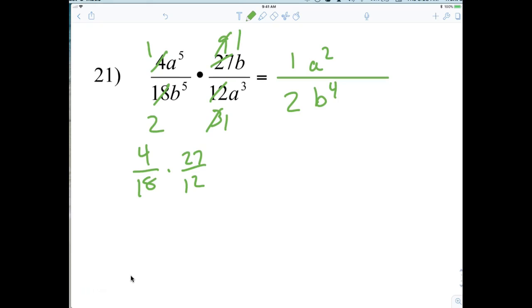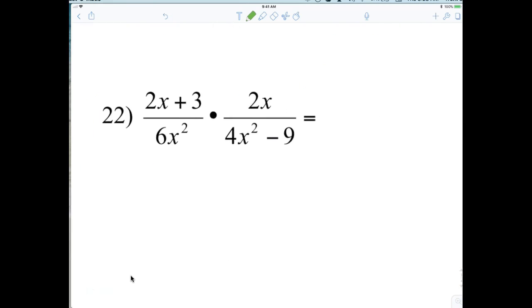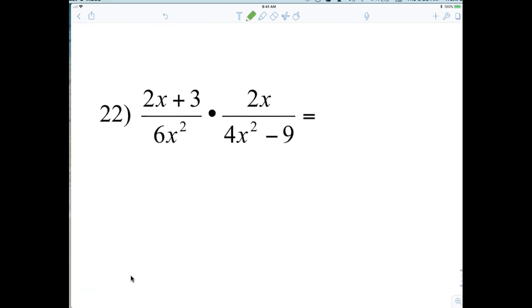There's so many ways to reduce that. All right? You could divide by 9 first, and there's so many ways. Okay? You got that. Okay, 22. 4x squared minus 9 factors to 2x plus 3 and 2x minus 3.